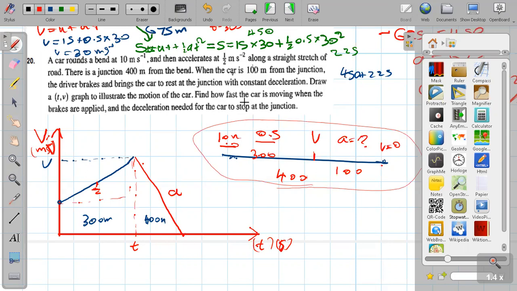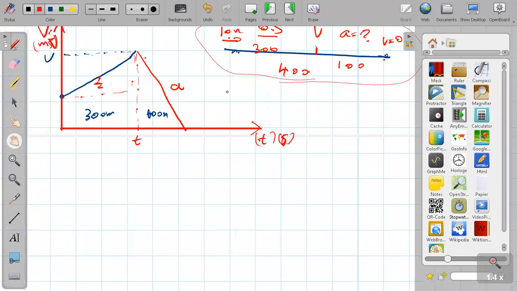Draw a v-t graph and find how fast the car is moving when the brakes are applied, and the deceleration needed to stop at the junction. How do you find how fast the car was moving when the brake was applied? You don't know. But one thing you know: the area under the graph.